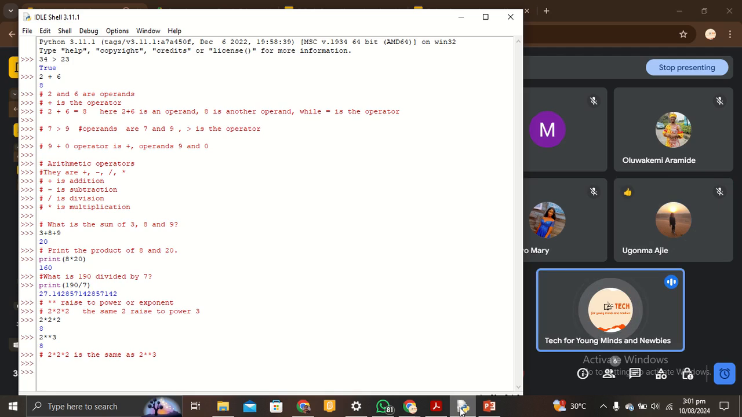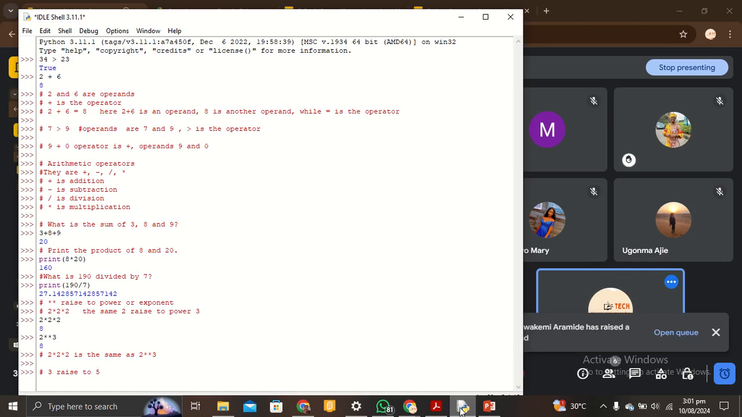So, who can tell me what 3 raised to power 5 means? Okay, go ahead. 3 in 5 places. That's it. 3 in 5 places, which is going to be 3 times 3 times 3 times 3 times 3. One more, right?